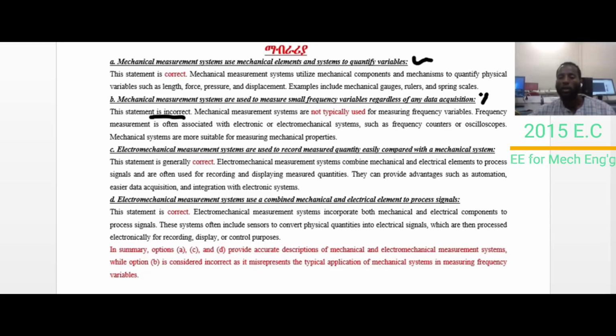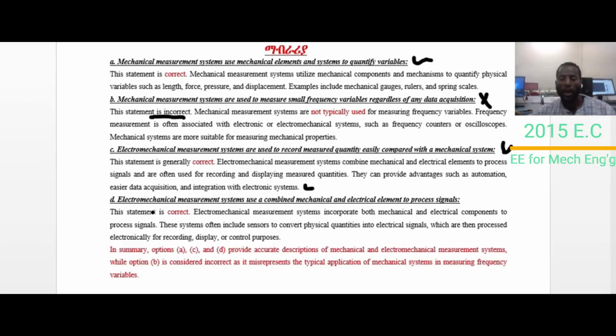The other, electromechanical measurement systems are used to record measured quantities easily compared with mechanical systems. This statement is also correct. Electromechanical measurement systems combine mechanical and electrical elements to process signals and are often used for recording and displaying measured quantities. So they can provide advantages such as automation, easier data acquisition, and integration with electronic systems. So this is the correct one regarding this measurement system.